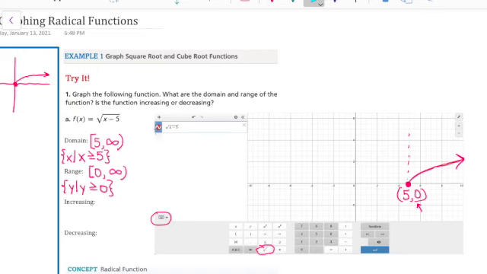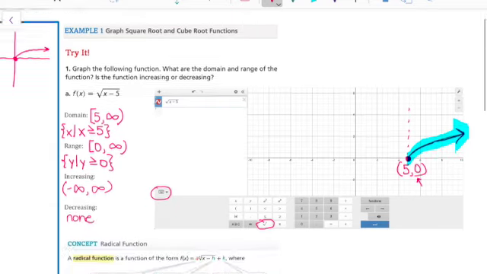If so, where? So where it starts, is it going up or down whenever I go to the right? What's increasing? So it is increasing forever. It never decreases. So that one's pretty easy.